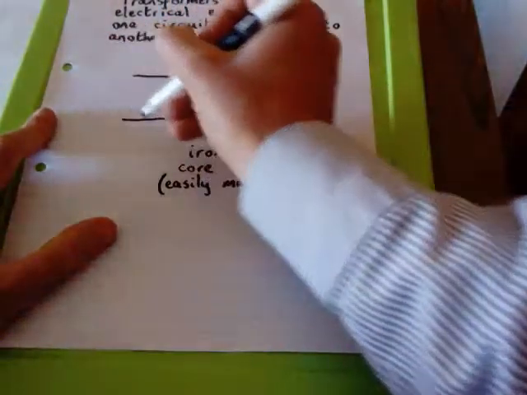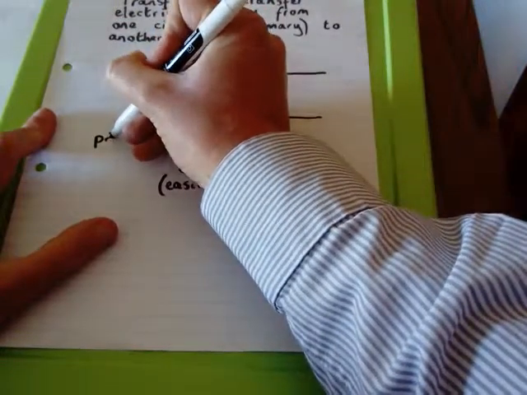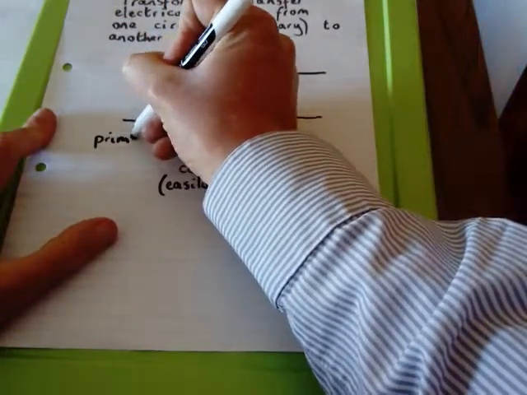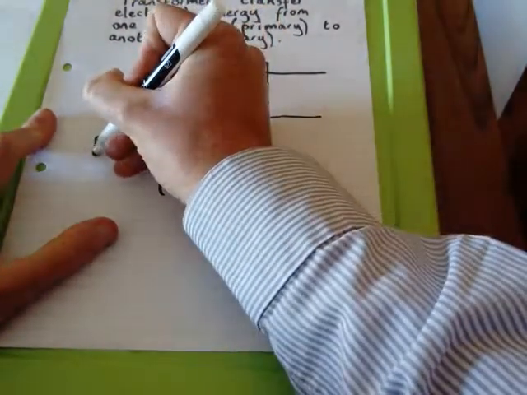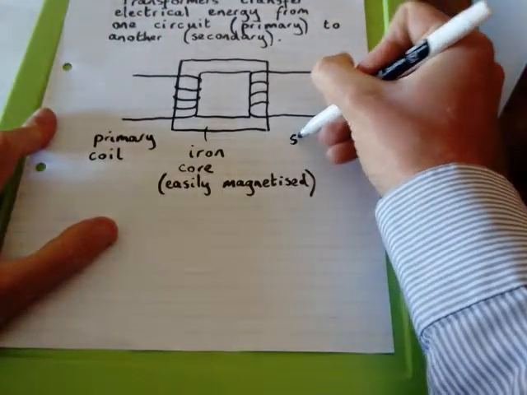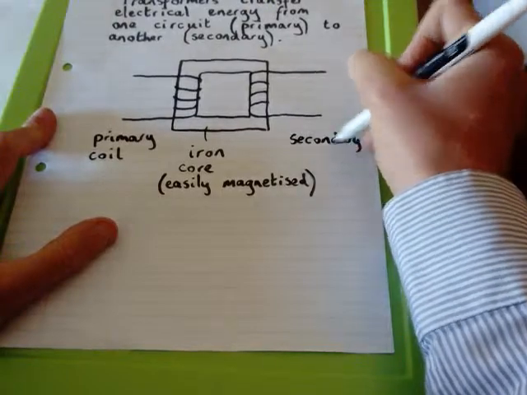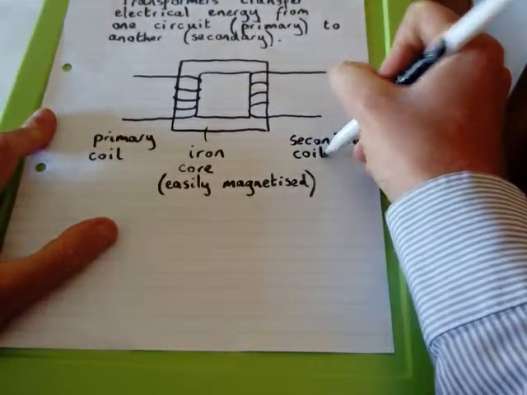So we'll give this side a name, the primary coil, and this side the secondary coil.